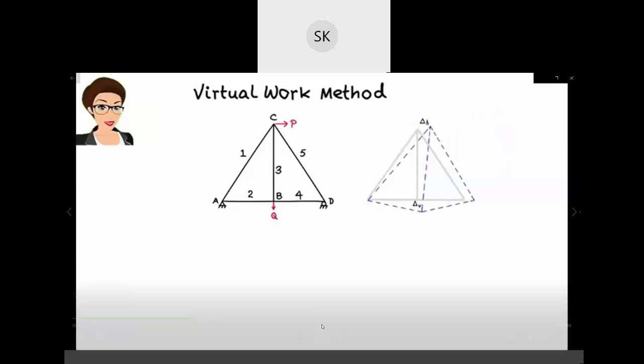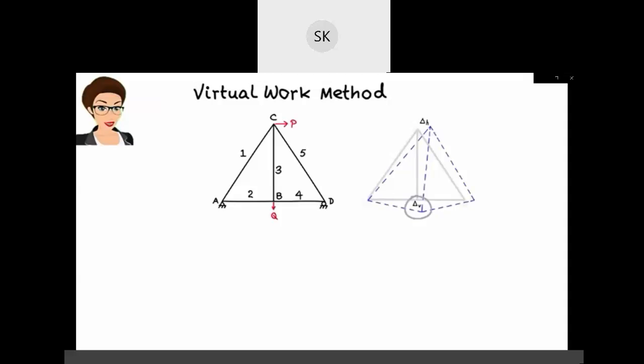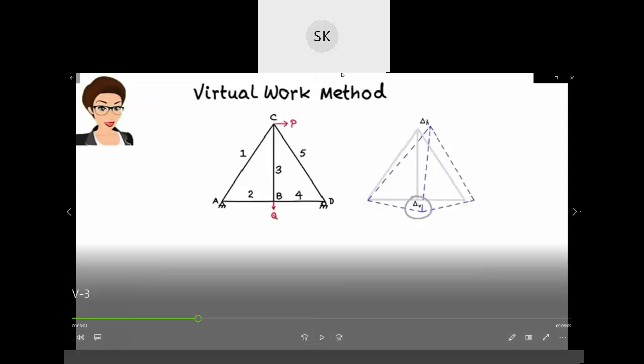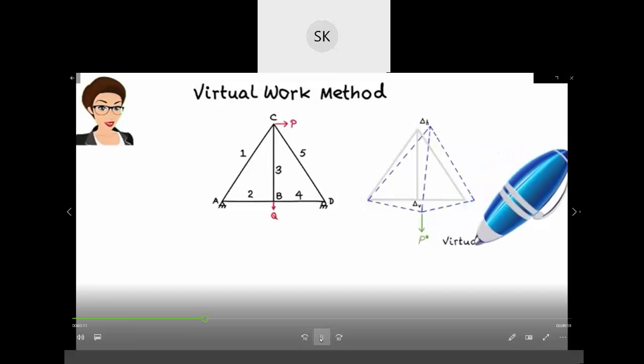Let's refer to the horizontal displacement under P as delta H and call the vertical displacement under load Q delta V. So due to this P, we consider the horizontal displacement as delta H and the vertical displacement as delta V. Now suppose we add an imaginary vertical load at point B. Since this load, here denoted by P star, is imaginary, we'll call it a virtual load.